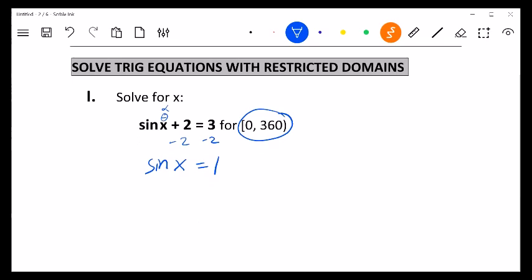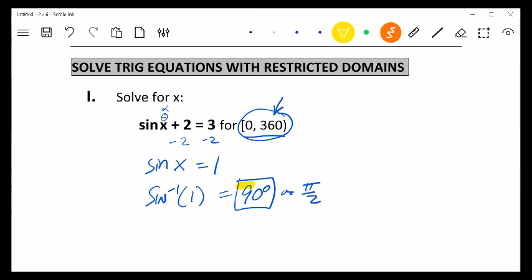So when you think about looking at it, or if you apply sine inverse of 1, that means we end up with 90 degrees or pi over 2. But in this case, because the restricted domain is showing us that we're using degrees, that means the answer should also be in degrees.